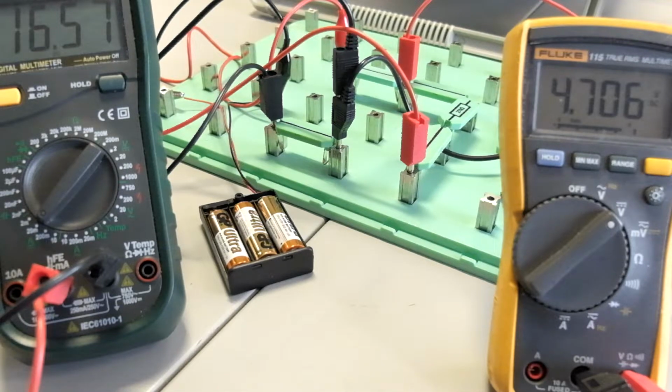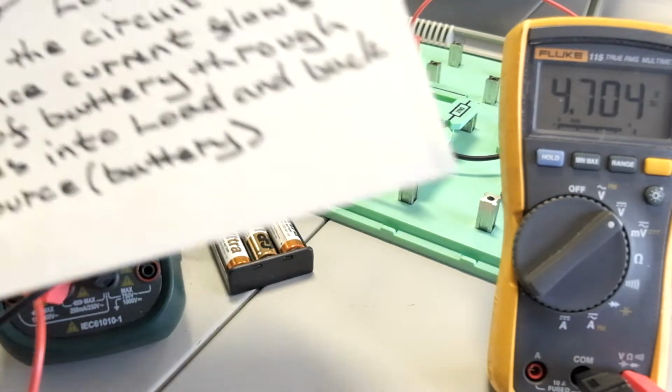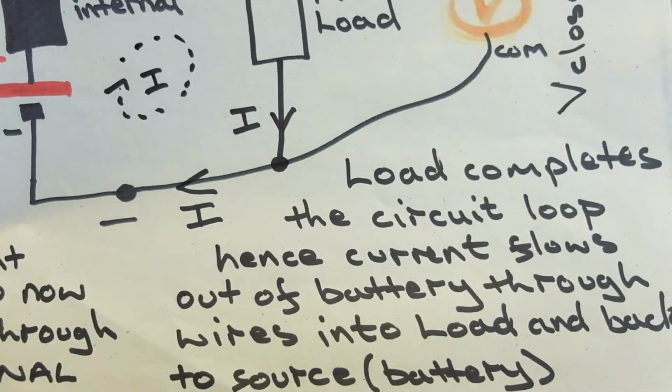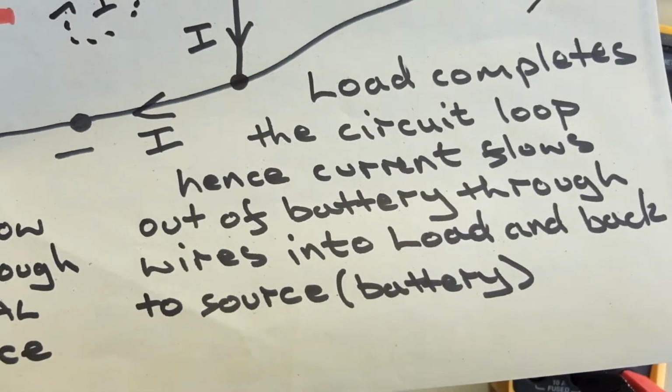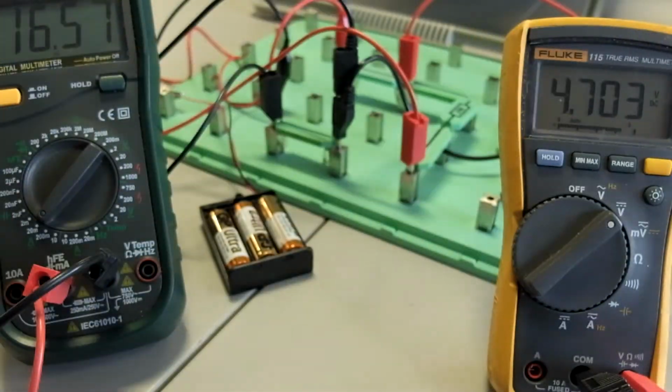That does make sense from the projection from Ohm's law. Ohm's law would suggest with a voltage of 4.5 and a resistance of 270 ohms, we should have a current flowing round of 16 milliamps, which is what we've got. So what we've now done is the load completes the circuit loop. So current flows out of the battery through the wires into the load and back to the source.